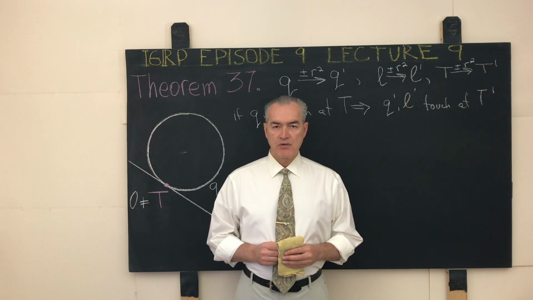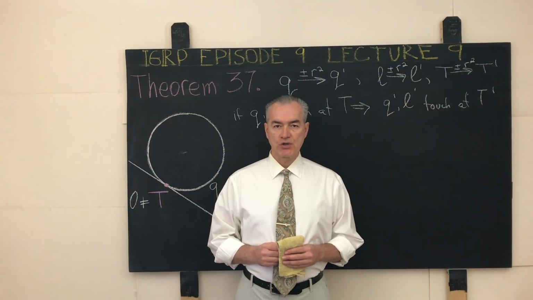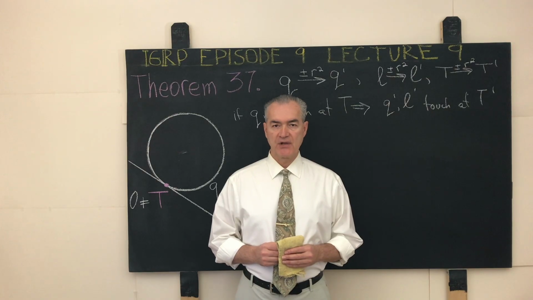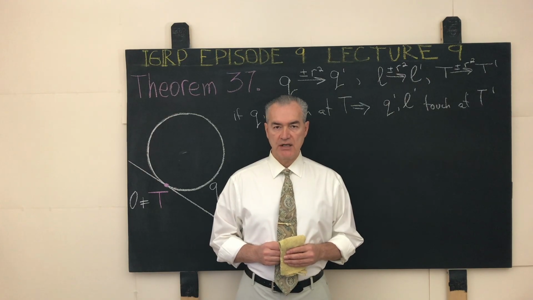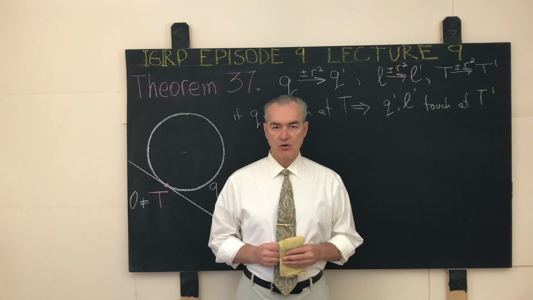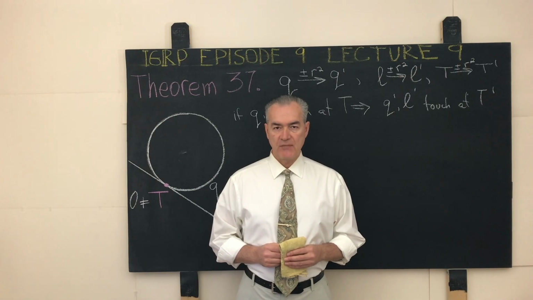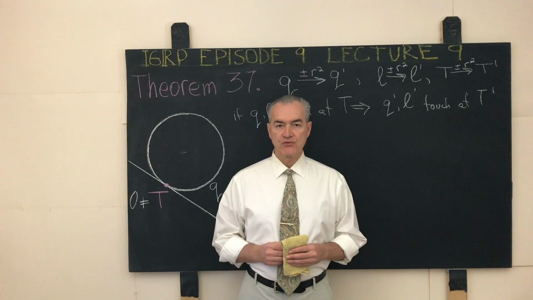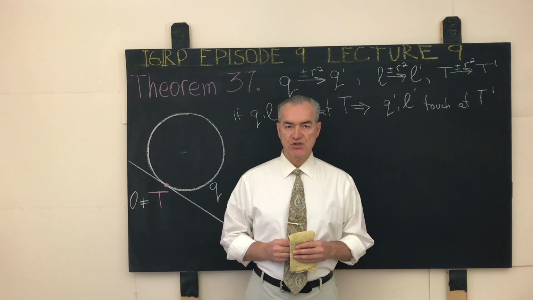According to the theorem number 37, if a circle Q and a coplanar straight line L touch each other at a point T that is distinct from the center of inversion, then under the corresponding inversion of the parent plane with respect to a circle, that point of tangency T is preserved.